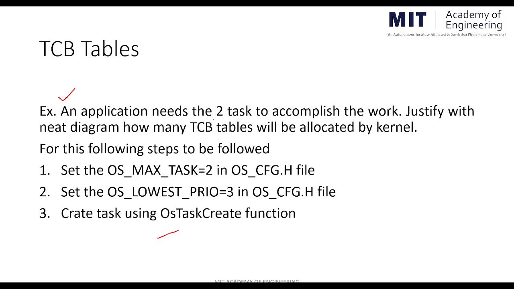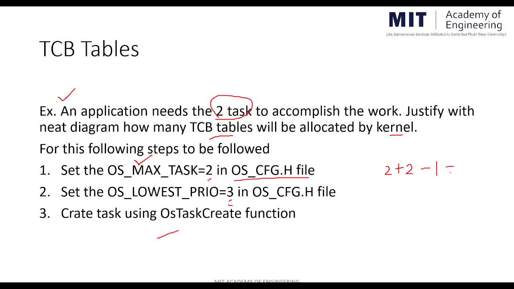An application needs, suppose, two tasks only to accomplish the work. Then justify with the need diagram how many TCB tables will be allocated by the kernel. For this, the following steps are to be followed. We go into the configuration file, os_cfg.h, and set the variable OS_MAX_TASK to the value 2. Then set OS_LOWEST_PRIO to 3, because we are creating two tasks: two application tasks plus two system tasks minus 1.